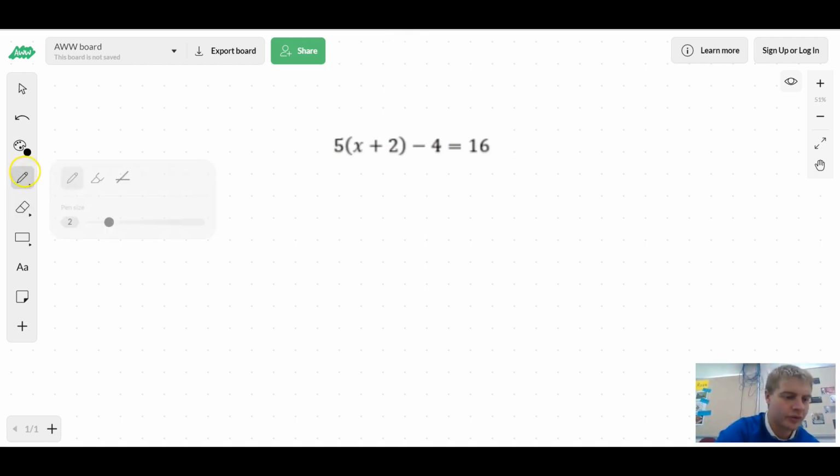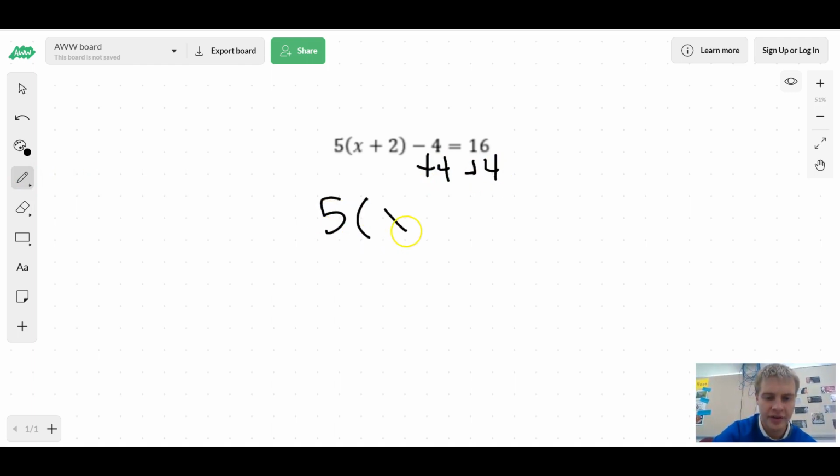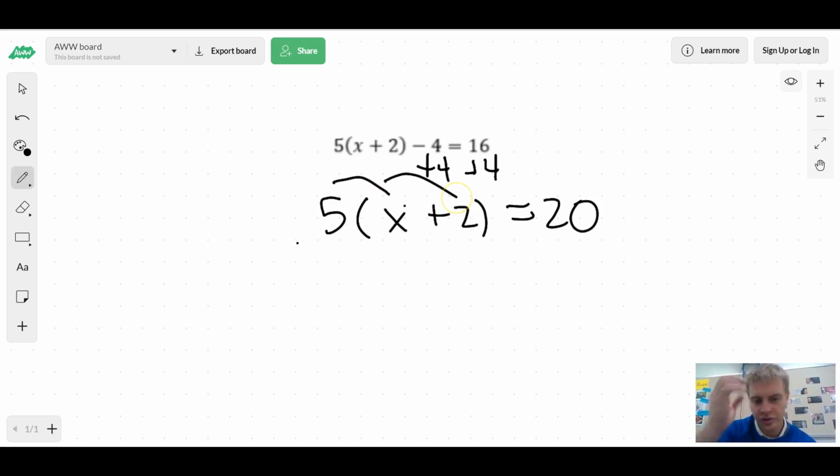I'm going to add the 4 to the other side first, just because it makes it easier for me to think about. So I'm going to get 5x plus 2 equals 20. At this stage, since we are solving, you wouldn't necessarily have to distribute. You could divide by 5, but for this one, because I think we're more used to distributing, I'm going to distribute and get 5x plus 10 is equal to 20.